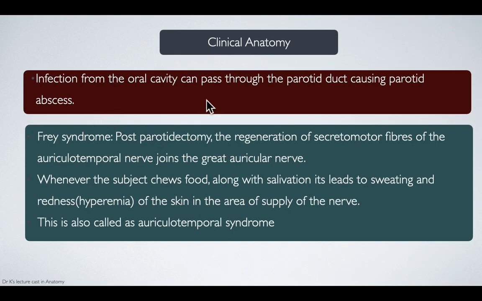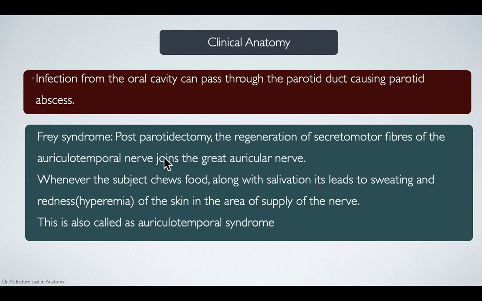Since this duct communicates with the oral cavity, you have seen in all the advertisements that every infection starts from the mouth. So infection from the oral cavity can pass through the parotid duct and cause a parotid abscess, that is, infectious fluid accumulating in the parotid gland region, something called Fraze syndrome. Syndrome means a combination of many symptoms.